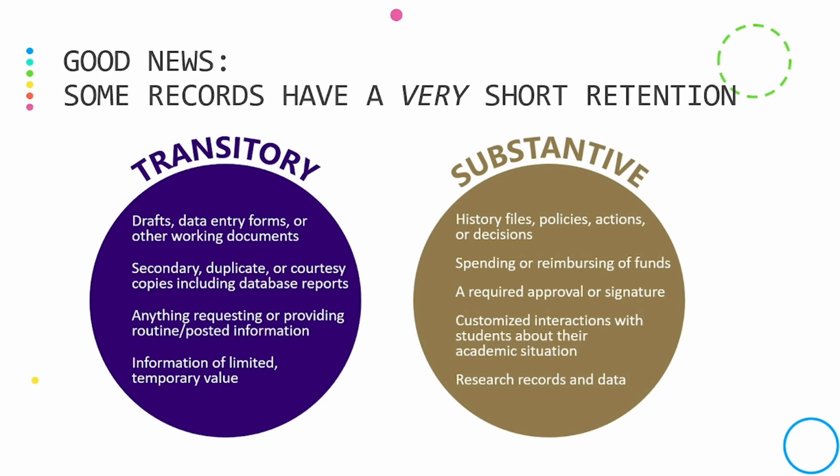The good news is some records have very short retention. All the things that we'll talk about today are these transitory emails on the left-hand side. You don't need to keep any format of these types of materials. But if you have any emails that are drafts, copies, or just providing temporary information, you can get rid of those right away. For substantive records, you want to check out our General Records Retention Schedule on our website, and we'll have that link below.